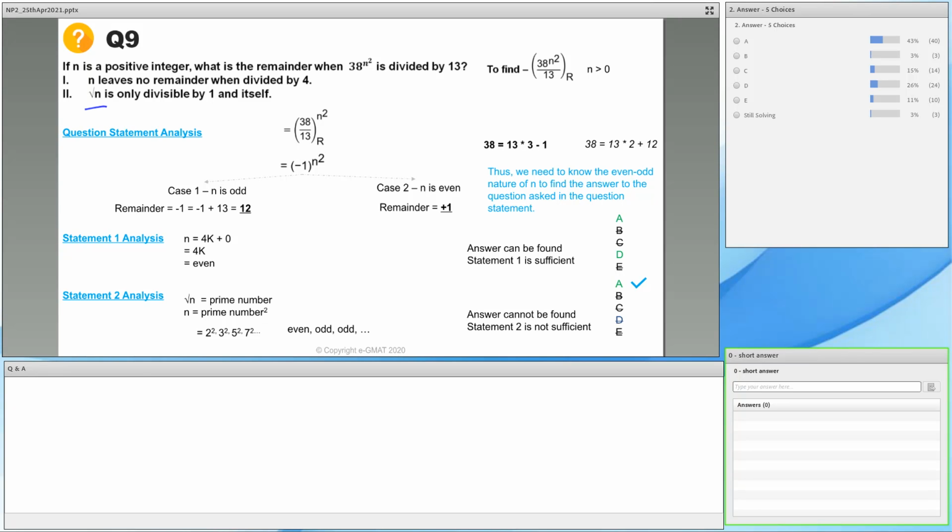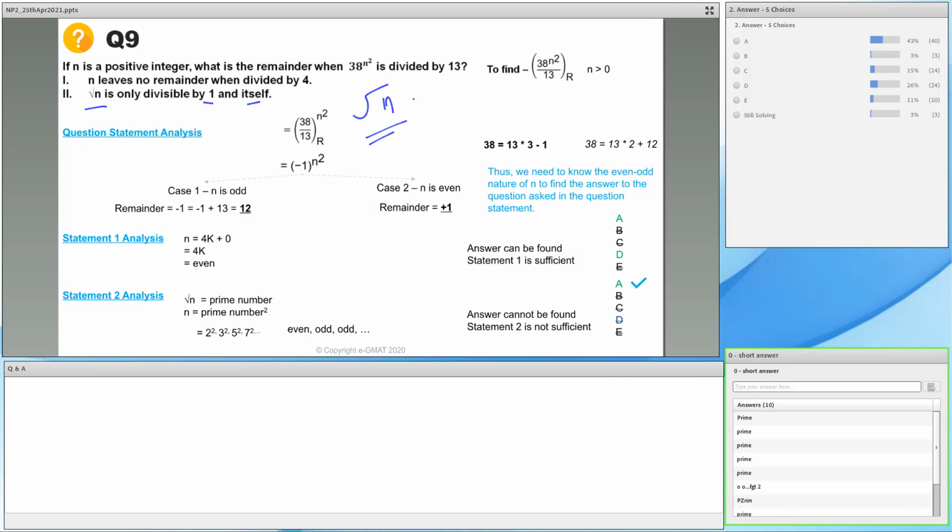You're given that root n is only divisible by 1 and itself. Quick question for you. When is any number divisible only by 1 and itself? What does that tell you about that number? If I tell you that there is this number x which is divisible only by 1 and itself, absolutely, I like that answer. It means that this particular number, that is root n, is a prime number. If root n is a prime number, it could be 2, 3, 5, 7, it could be any of those.